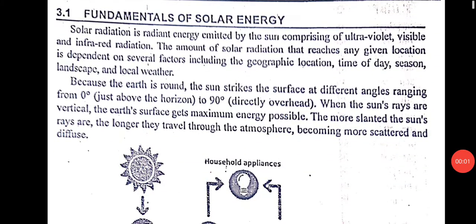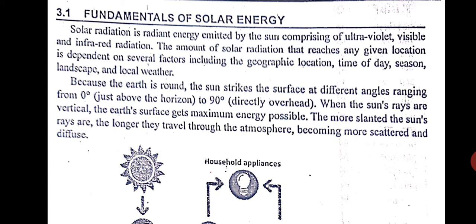Hello students, now we shall look at module 3 in energy engineering, that is on solar energy. So the sun is the main source of energy for planet Earth, and the solar radiation which comes to Earth comprises ultraviolet light, visible light as well as infrared light.